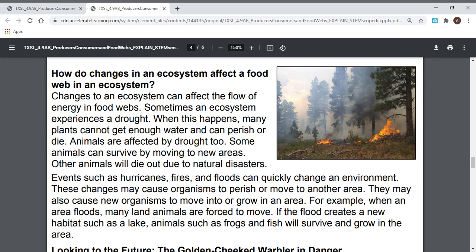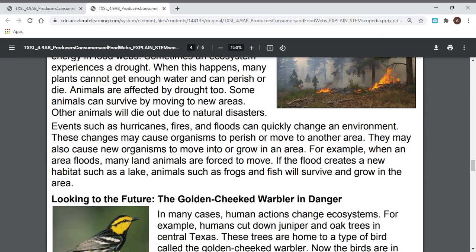How do changes in an ecosystem affect a food web in an ecosystem? Changes to an ecosystem can affect the flow of energy in food webs. Sometimes an ecosystem experiences a drought. When this happens, many plants cannot get enough water and can perish or die. Animals are affected by drought too. Some animals can survive by moving to new areas.